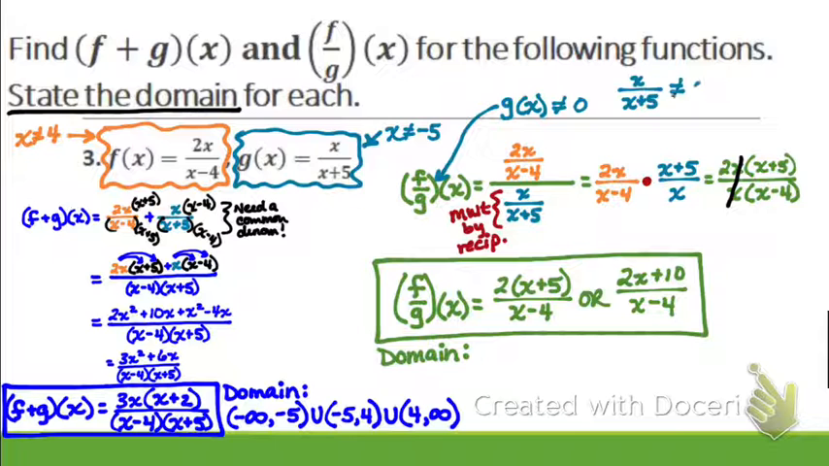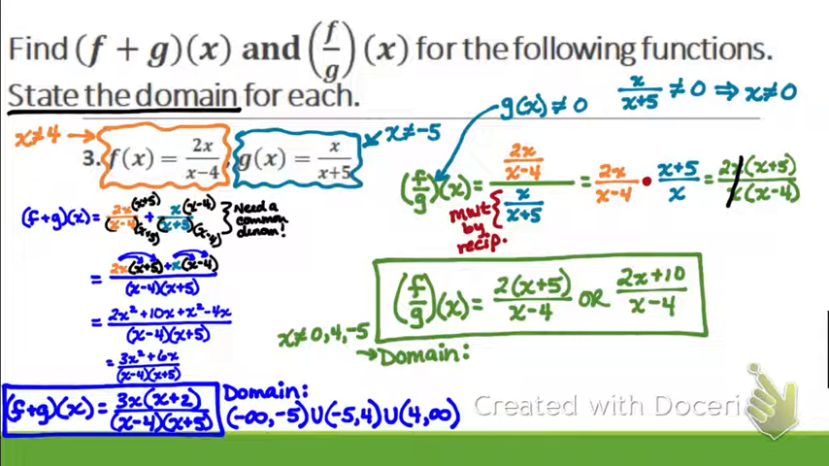What would make the function equal to 0? 0. X, my numerator can't be 0. If x was negative 5, it would be undefined just inside itself. X cannot be equal to 0. So how many restrictions do we have on this domain here? 3. X cannot be equal to 0. X cannot be equal to 4. And x cannot be equal to negative 5.